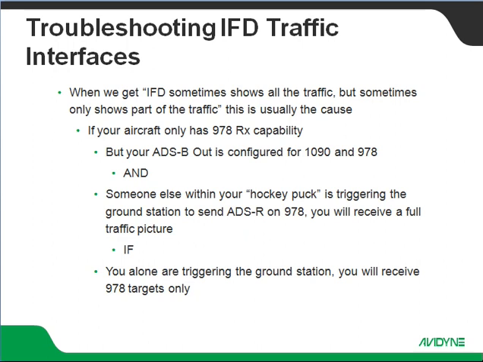Like I say, what this usually results in is some variation of I see part of the traffic but not all of the traffic, or I see all of the traffic some of the time but never all of the traffic all of the time. Okay. Someone else within your hockey puck triggering a ground station to send ADSR, you're going to see a complete picture. But if you're all alone out there and you're triggering the ground station and you're set up incorrectly, you're not going to receive the 1090 targets, because you've told the ground station, send me 1090 on 1090, and you don't have the 1090 receiver on board.